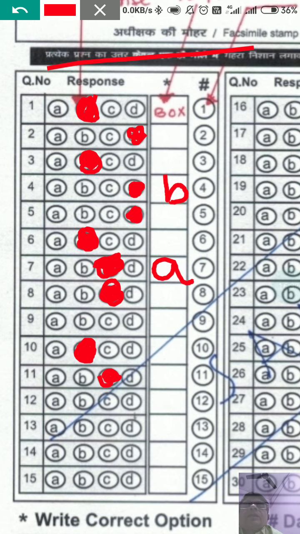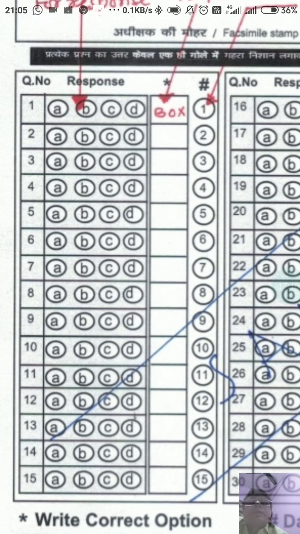Now all other responses are correct. For question number 1 it is B, write B in the box. Question number 2 it is D, write D in the box. Question number 3 it is B, write B in the box. Question number 5 it is D, write in the box. Question number 6 it is B, write in the box. You got it? Any confusion about what you have to do with these boxes? Okay, you got it, dear students.